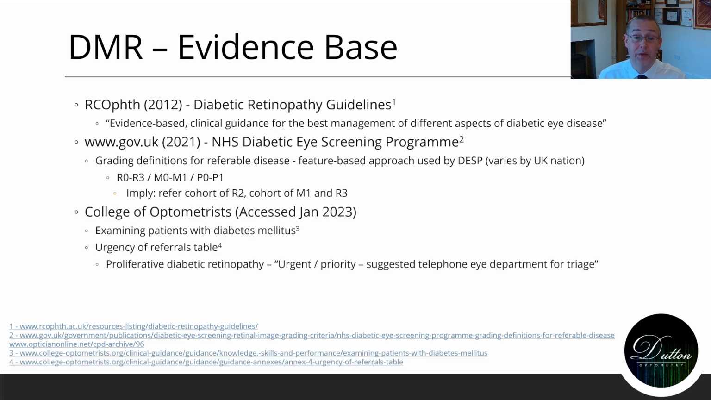And finally, looking at the College of Optometrists, there's guidance on examining patients with diabetes mellitus. And if you look at their urgency of referrals table, the only entry related to diabetes is proliferative diabetic retinopathy, which they suggest should be sent on an urgent priority basis with a telephone call. So you might want to find out exactly how your local unit wants to manage those.